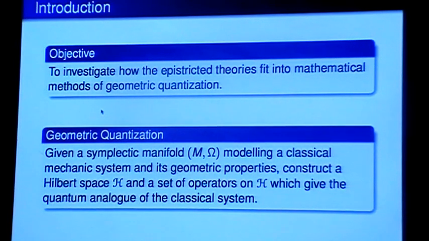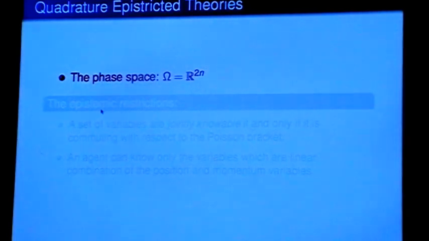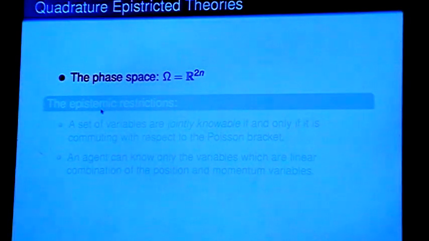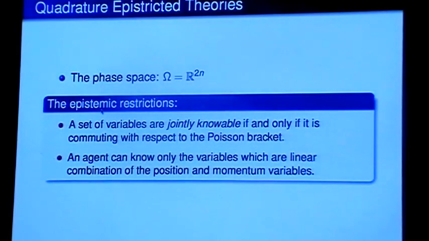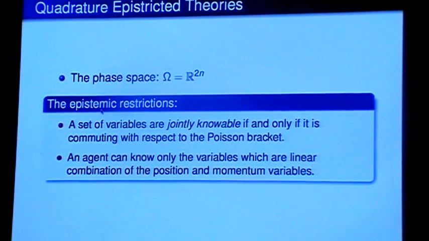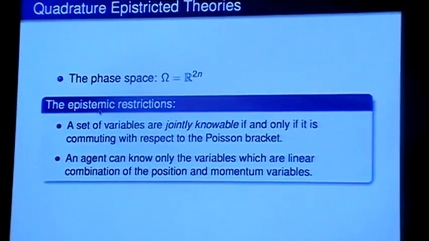So basically this symplectic manifold is modeling our classical mechanics, and at the end we have its quantum analog. In epistemic theories we don't have a general manifold; we just start with the symplectic vector space, which is the real space. The restrictions are given as follows: a set of variables is jointly knowable if and only if it is commuting with respect to the Poisson bracket, and an agent can only know the variables which are linear combinations of the position and momentum variables.